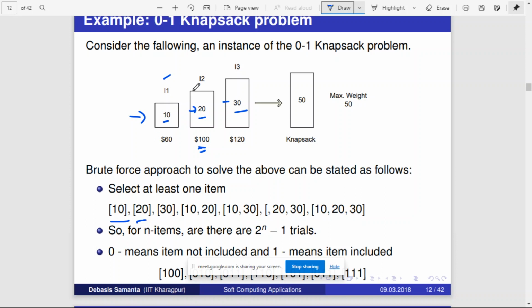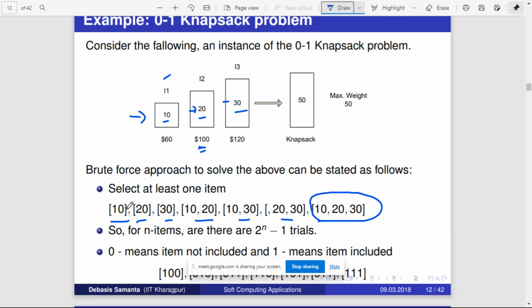Or the thief can take only I2 and he can leave, or the thief can take only I3 and he can leave, or the thief can take I1 and I2, or the thief can take I1 and I3, or the thief can take I2 and I3, or the thief can take all the three. But this is not a feasible solution.